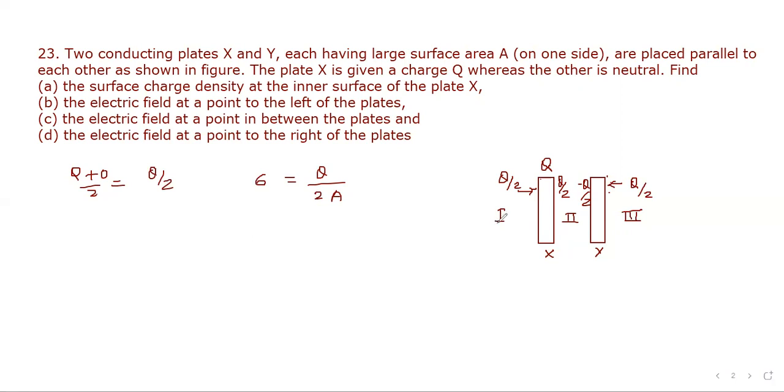Now we have to find out the electric field in region 1. So here charge division is shown, Q by 2 charge on this. Due to this Q by 2, electric field will be in this direction. So we can say for region 1, field due to this will be sigma upon 2 epsilon naught, towards left. Due to this Q by 2, it will be the same, sigma upon 2 epsilon naught, towards left.